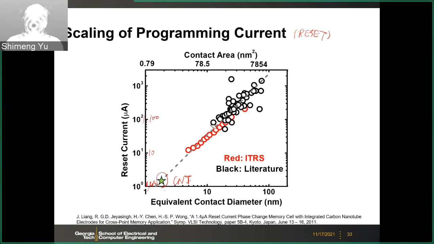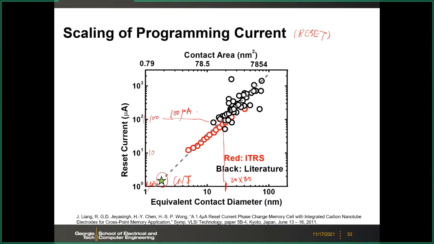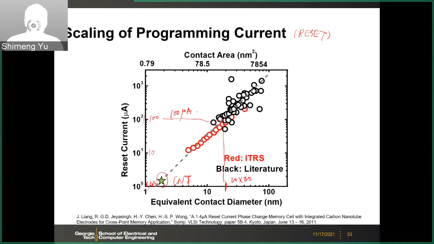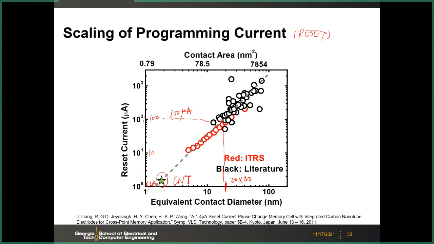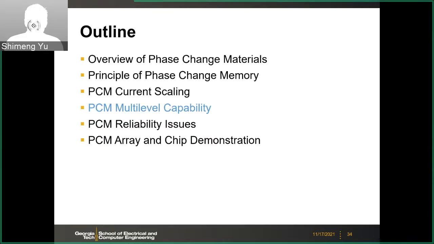For example, as we discussed before, if the diameter is 20 by 20, even with a confined cell, you may need like 100 micron. So there's still a long way to go for the phase change memory. This will rely on the scaling. Any questions? Yeah?